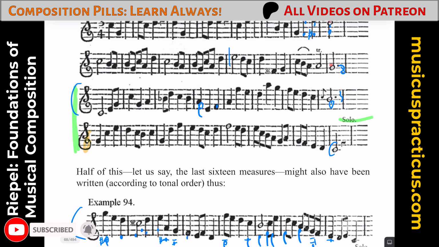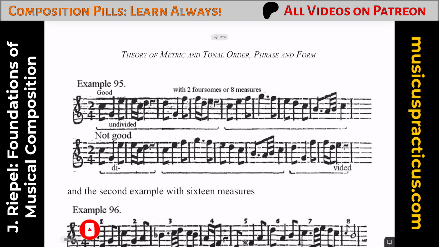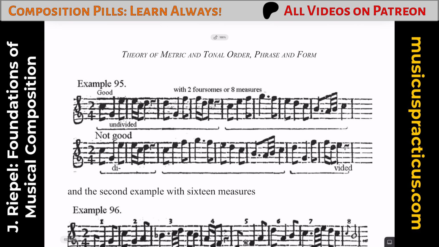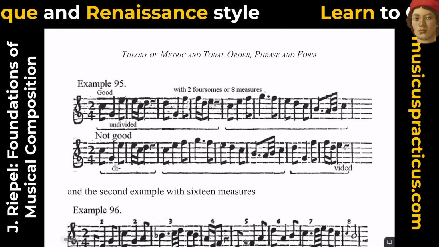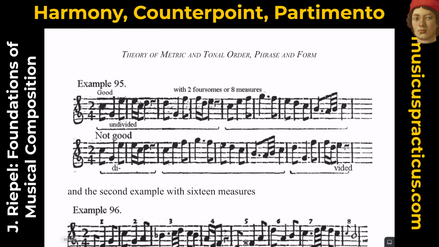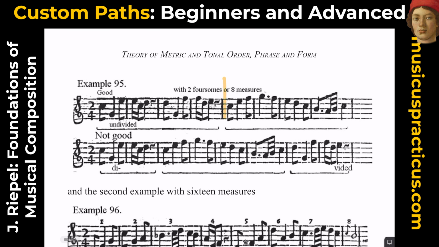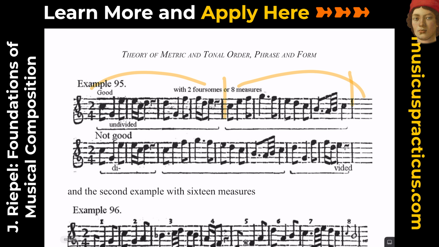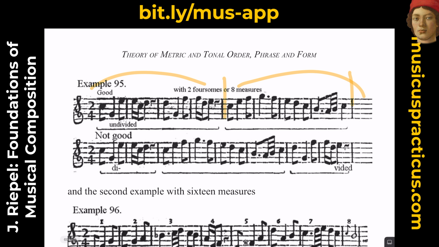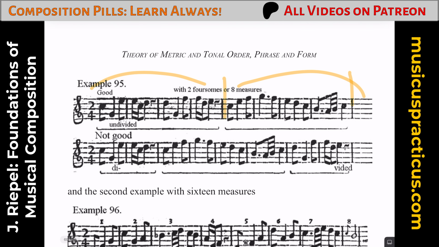So we have the first example transformed into 2/4. Nice, because we have undivided, so foursome, and then foursome, two foursomes. The second is bad because it does not have any clear division, so it is a 2 plus 4 plus 2. It's not 4 plus 4. So undivided. This is divided and bad, not good.